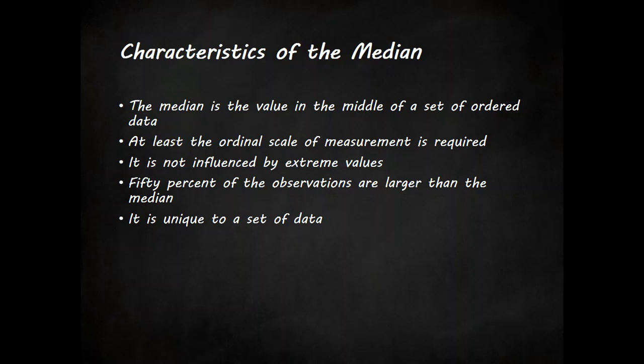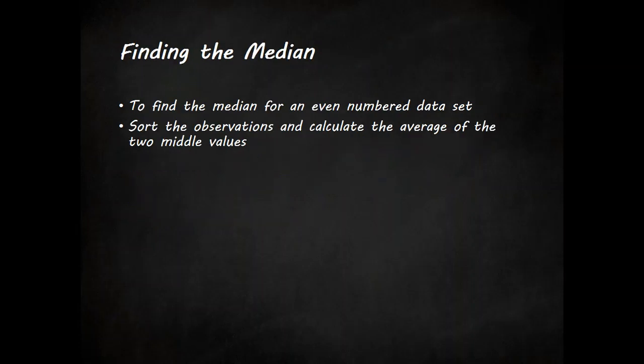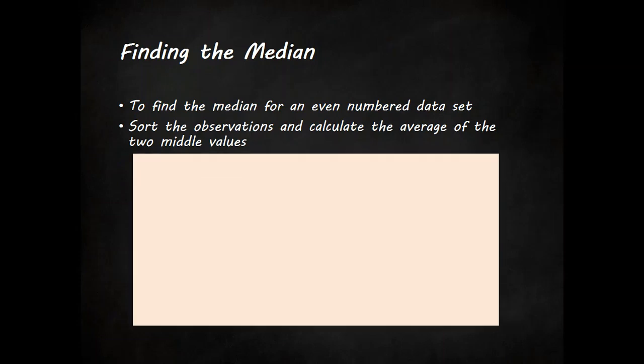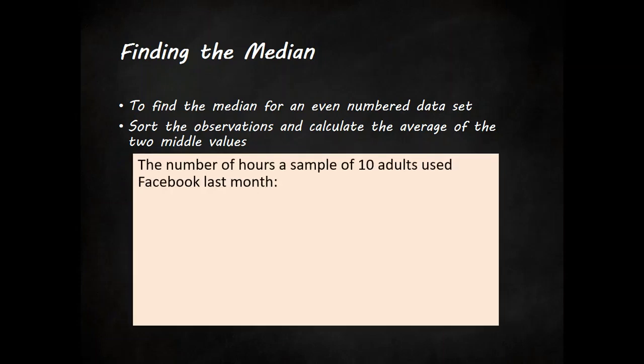50% of the observations are larger than the median, and 50% are lower. And it is unique to that set of data. So let's find the median. First we need to sort the observations, and in this particular situation we're looking at an even numbered set. There's a total of 10 adults. So what happens when there isn't someone smack dab in the center?